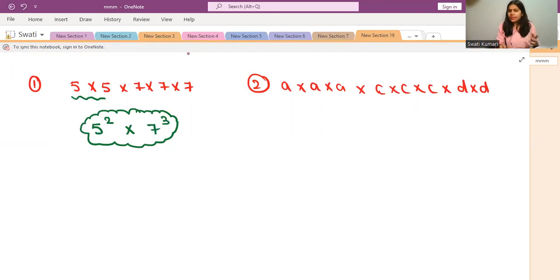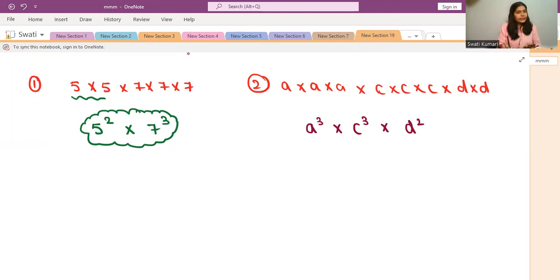So you have to just count A has come how many times? 3 times. So the answer is A cube. Into C has come how many times? 3 times. So C raised to 3. D has come how many times? So D squared. Of course, you have to write down this A, C, and D separately because these are different letters, right? So yes, that is our answer.